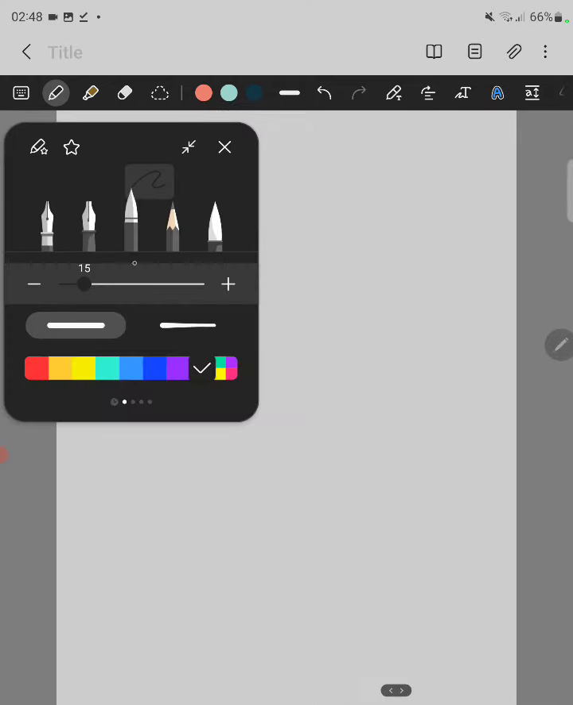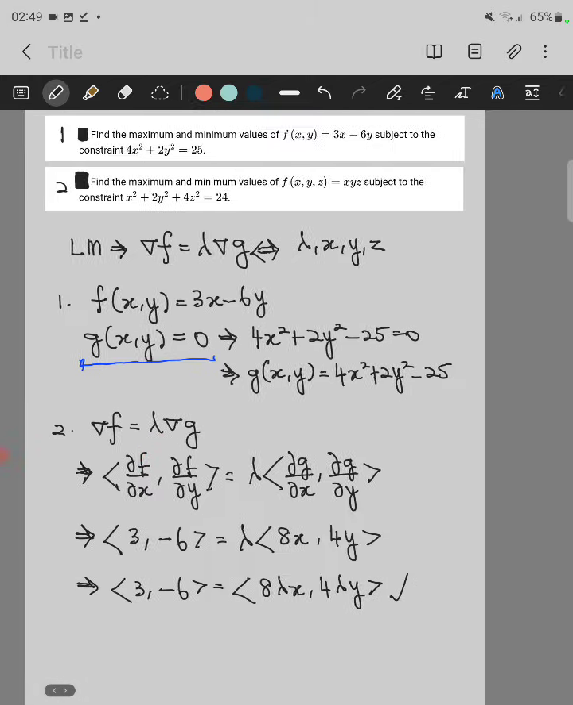need to do, the third step here, is find all the solutions for lambda, x and y that satisfy step number 2, which means they should satisfy this Lagrange multiplier.